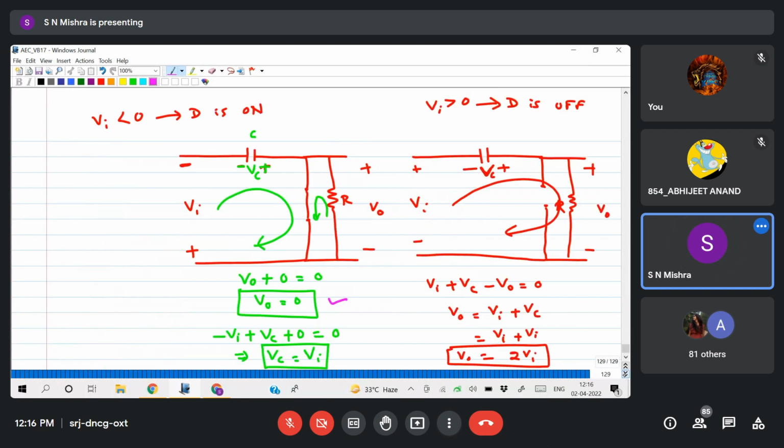Then when Vi greater than 0, diode is off. What is the output voltage?